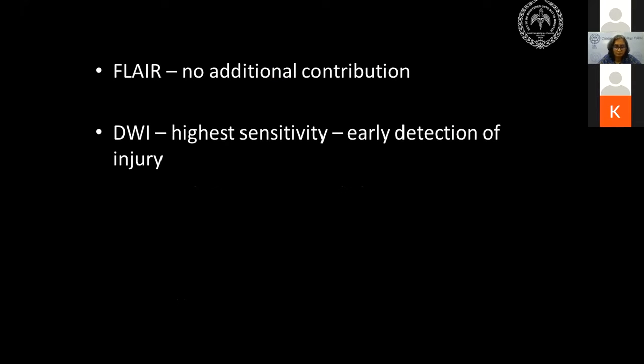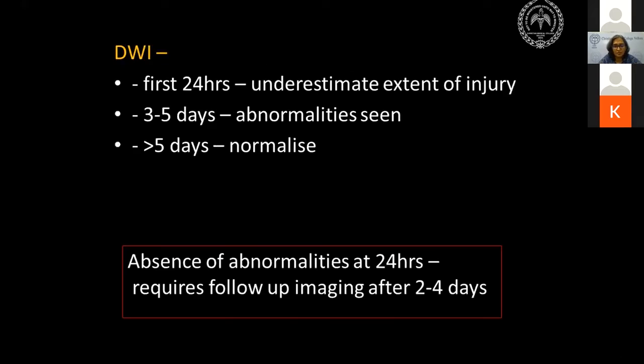if there are cystic areas, it may show some suppression. Now, diffusion-weighted imaging, as I mentioned earlier, has the highest sensitivity for early detection of injury. If it is performed in the first 24 hours, it can underestimate the extent of injury. By 3 to 5 days, that's when maximum abnormalities are seen. And if imaging is performed after more than 5 days, diffusion-weighted signal changes can actually normalize. So the absence of abnormalities at 24 hours, in the setting of clinically suspected severe hypoxic ischemic injury, would require follow-up imaging after about 2 to 4 days.